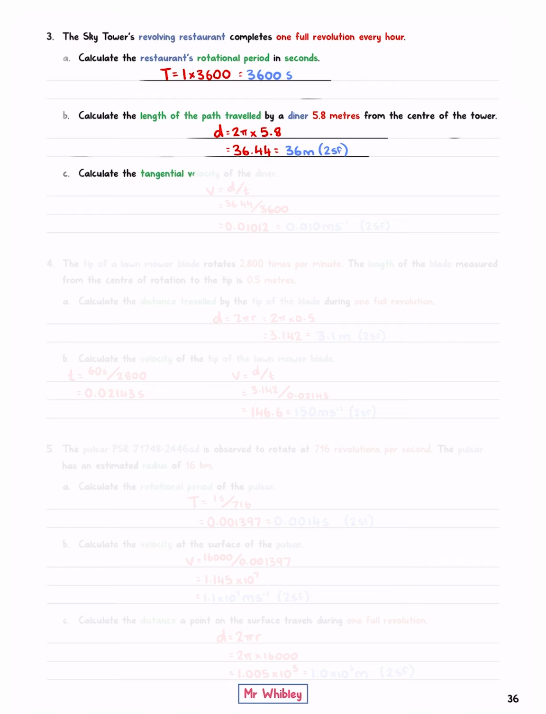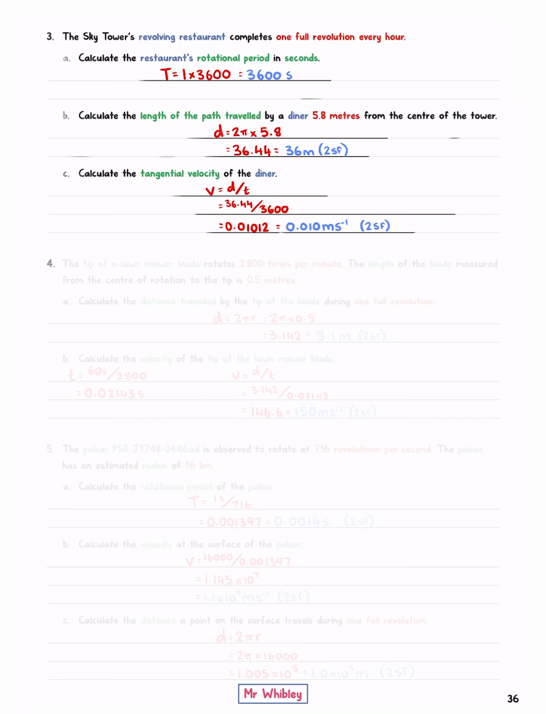Calculate the tangential velocity of the diner. Velocity is distance over time, where we can use the distance in one rotation, which we found in part B, divided by the time for one rotation, which we found in part A. That gives me 0.01012, or 0.010 meters per second to two significant figures.